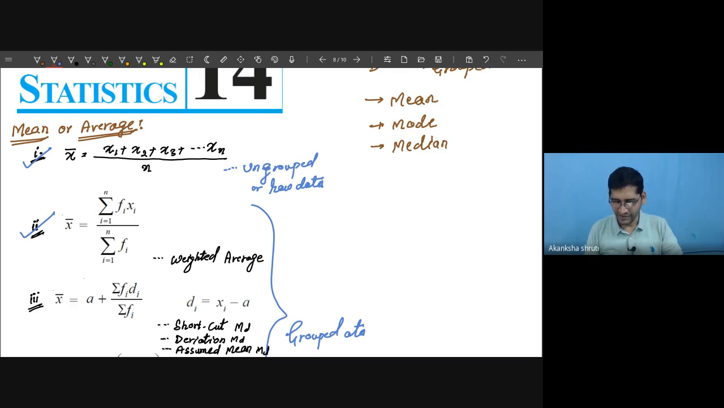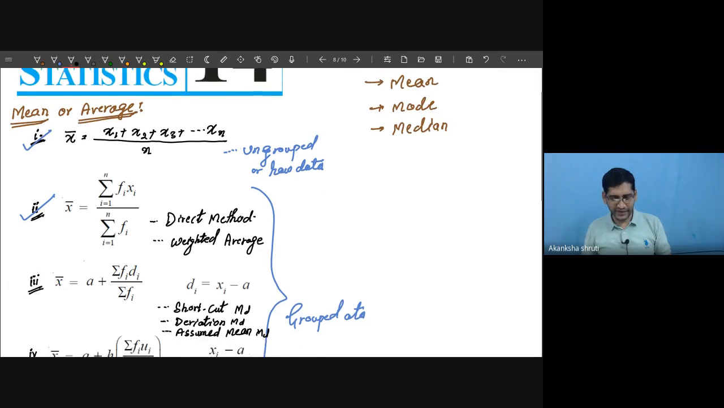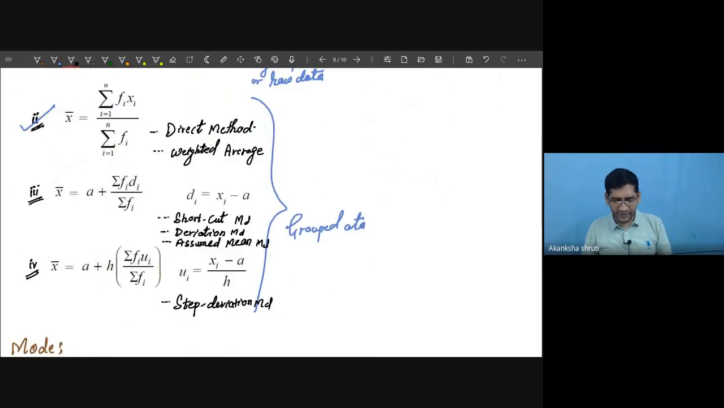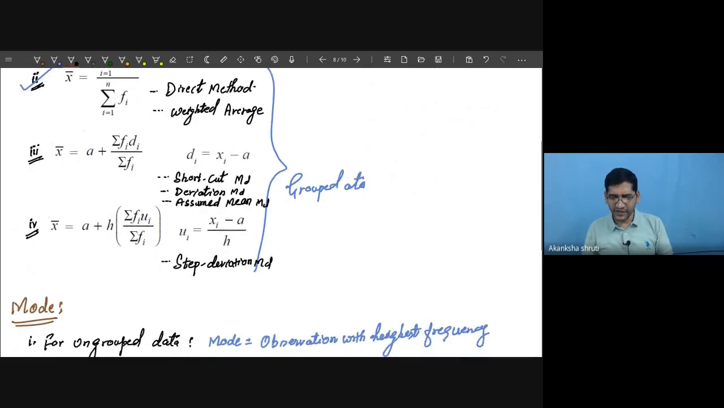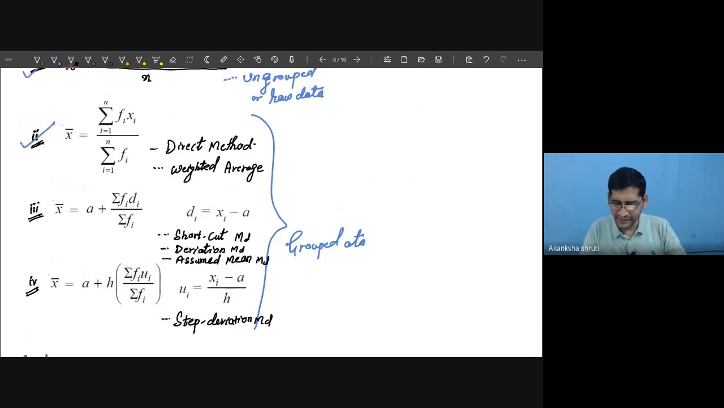So this we have learned. This is called the weighted average, or also called the direct method. So these two things we have learned in our previous lecture. Please go through that if you have any doubt. Now today we will learn about the third method and fourth method. Be careful, this third method is nothing but a slight modification of the second method or direct method.